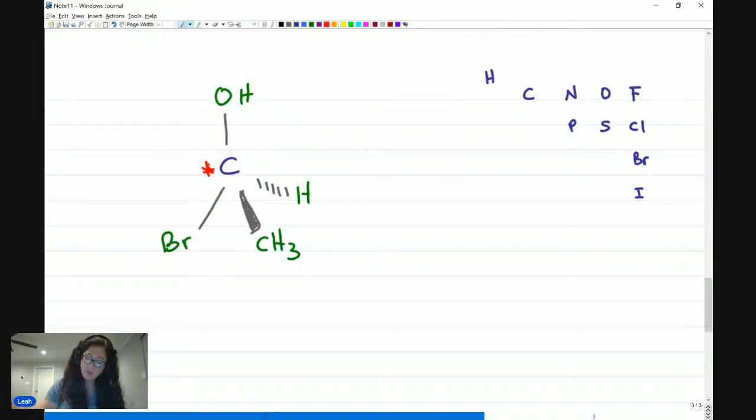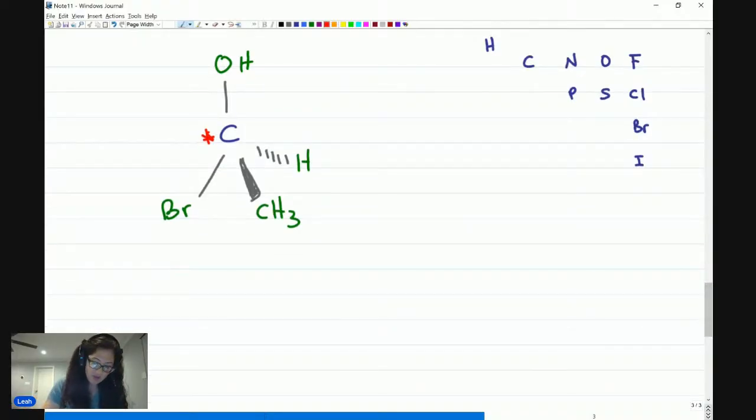So here is how you're going to rank the substituents to find if it's R and S.